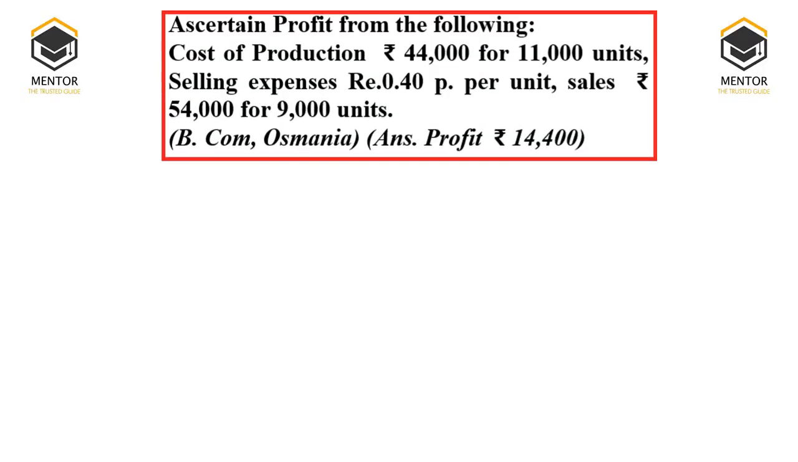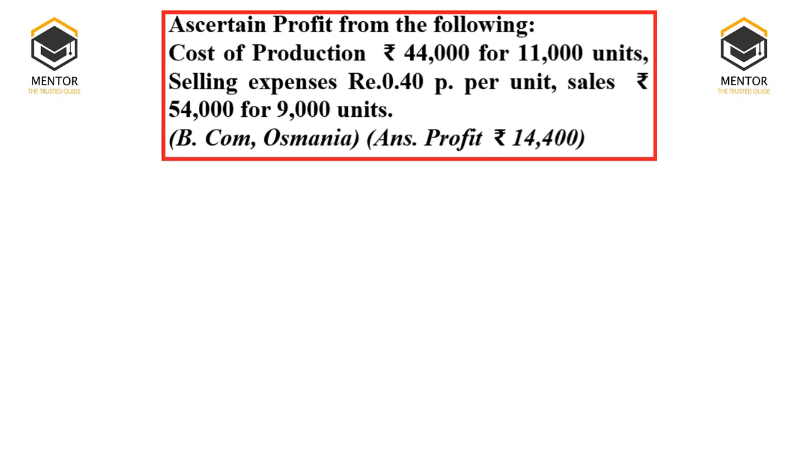Now we will take up the first question. Ascertain the profit from the following. Cost of production 44,000 rupees for 11,000 units, and selling expenses 40 paisa per unit. Sales 54,000 for 9,000 units. In the sense, by spending 44,000 we have produced 11,000 units and we are selling 9,000 units for 54,000.